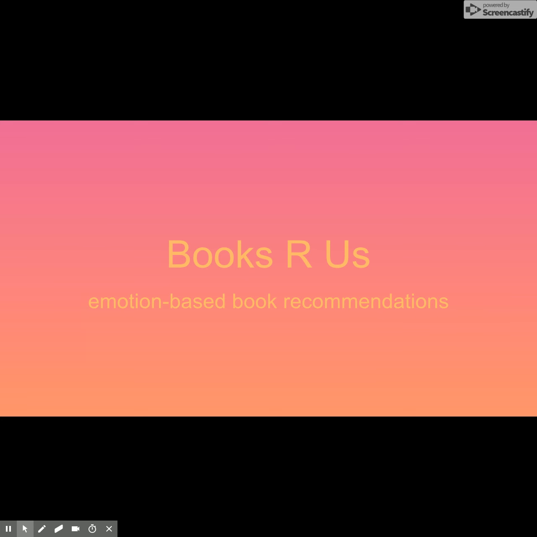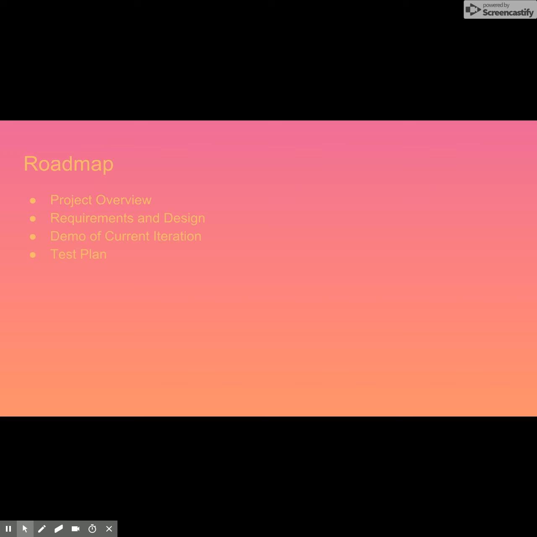This is the final presentation for Books R Us, which presents books to users rated on emotions readers felt while reading that book. What the team will discuss is just an overview of how our requirements and designs have changed over the course of the semester. We'll demo the app and we'll revisit our test plan and maybe go over some architecture and structure and basically the things that have changed since the last presentation.